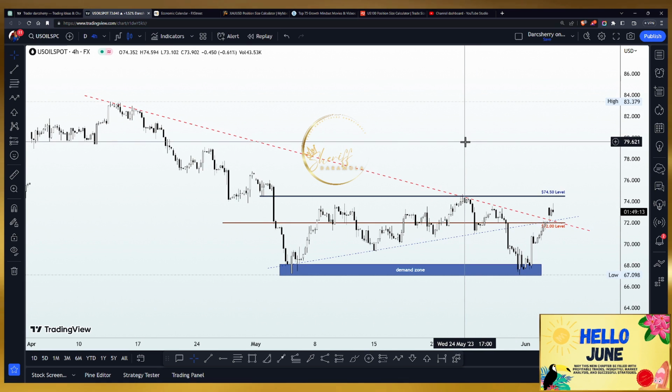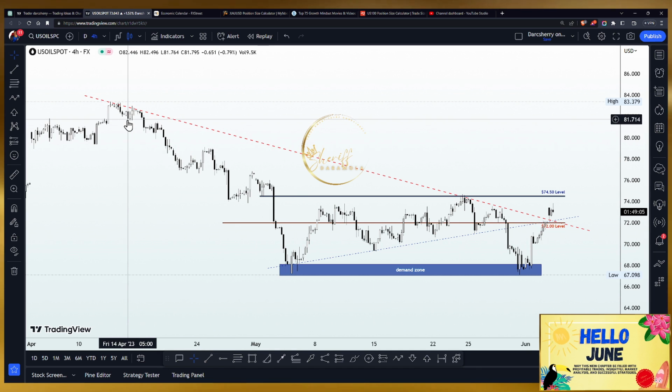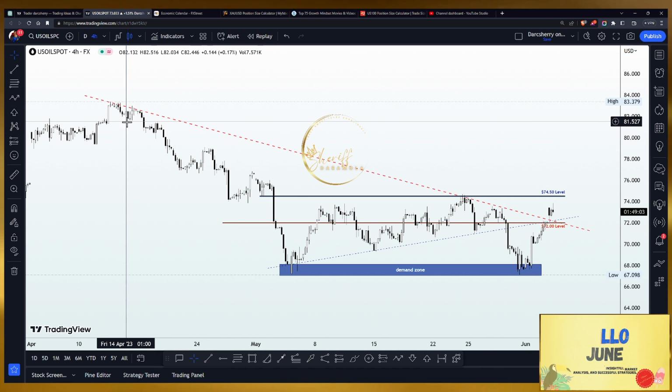Now, if we look at the 4 hours time frame closely, what I did here was to take into consideration trading activities since the month of April.